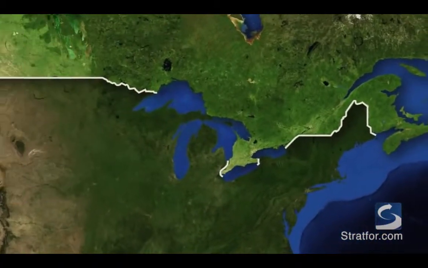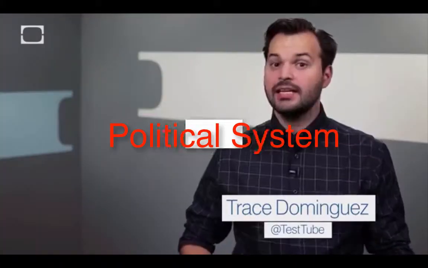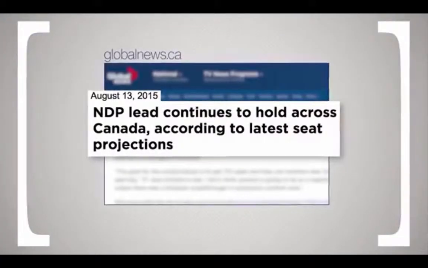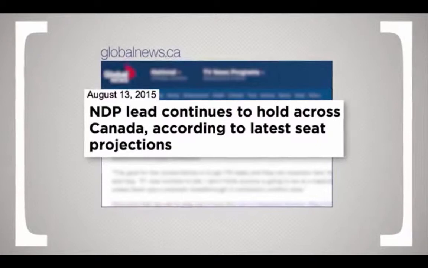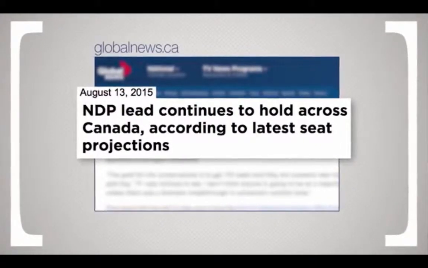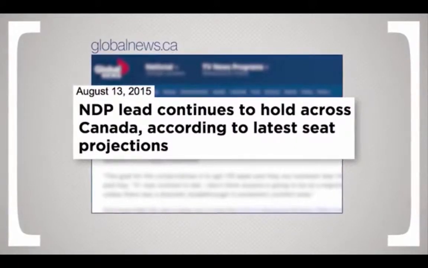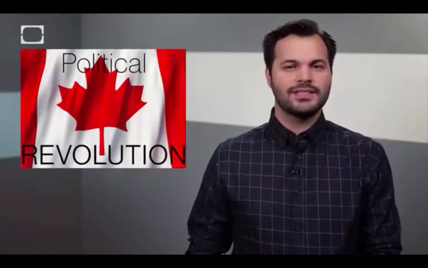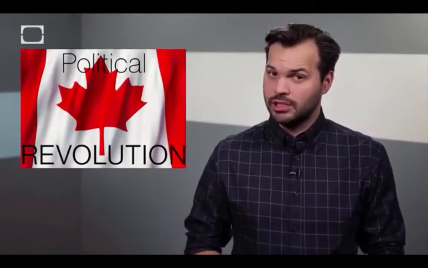Now let's discuss the political system. Canadians are quietly moving toward a political 180. Canada's 2015 federal election is on October 19th and could see a dramatic shift in not only the ruling party, but the country's relations worldwide. So we wanted to know, is Canada undergoing a political revolution?